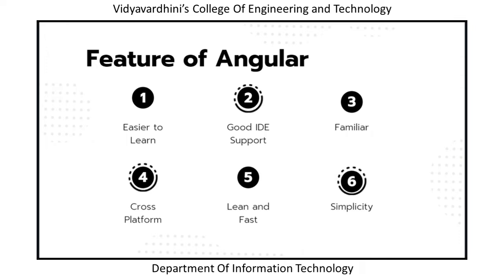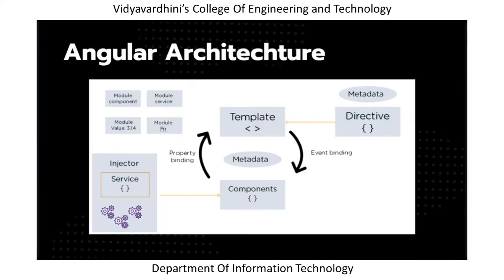So now let's try to understand the actual architecture of an Angular application. As you can see on screen, there are different building blocks of an Angular application. On the top left corner, you see there are different module components, module services, module functions. Then at the bottom, we have an injector which holds different services and it is interacting with different Angular components. Then on the top right corner, we have an actual directive which directly interacts with the template, which is nothing but a file which holds the code for user interface.